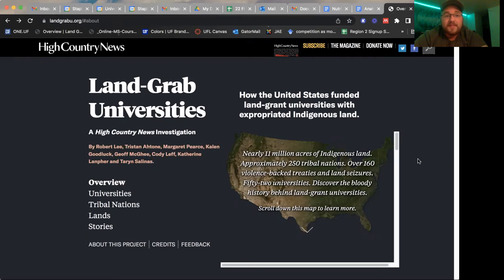But this website I thought was very intriguing because it talks about the history behind the creation of these universities and how the land was acquired for them. The website places all of these land grant universities on a map and refers to them as land grab universities, because some of the land at times was taken rather forcefully from indigenous and tribal communities.